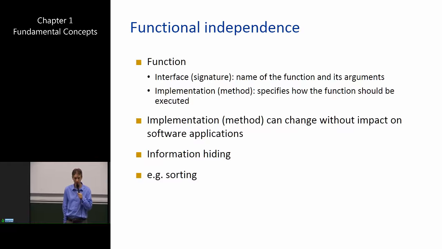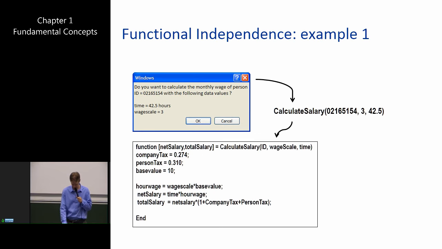A function also has an implementation or method. And the method is basically going to specify how the function should be executed. Let's give an example of a function. Here you can see a function calculate salary, for example. So you can see calculate salary.